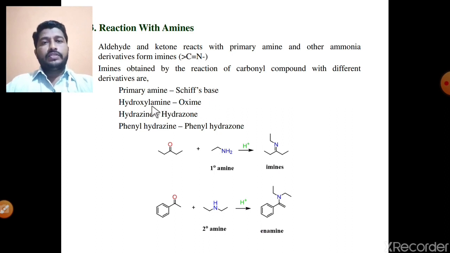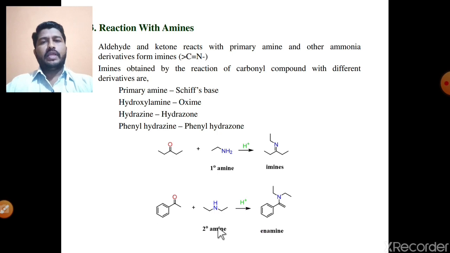Carbonyl compound in presence of hydrazine gives a hydrazone derivative. Carbonyl compound in presence of phenyl hydrazine gives phenyl hydrazone derivatives. Simply, an aldehyde or ketone, meaning a carbonyl compound, in presence of a primary amine and other ammonia derivatives gives imine derivatives. And the same carbonyl compound reacts with a secondary amine to give an enamine derivative.